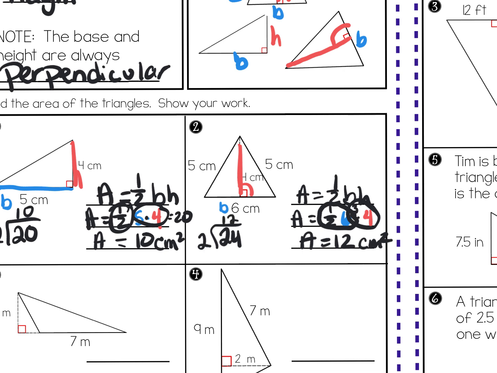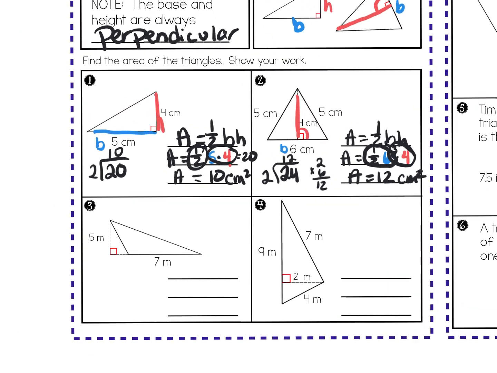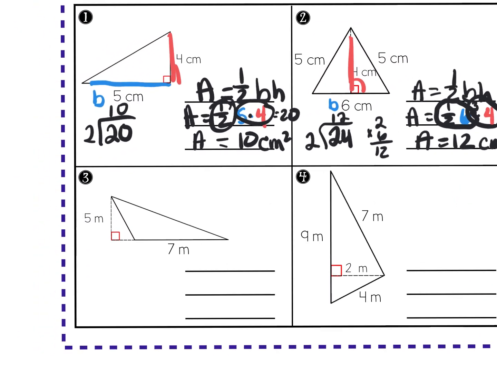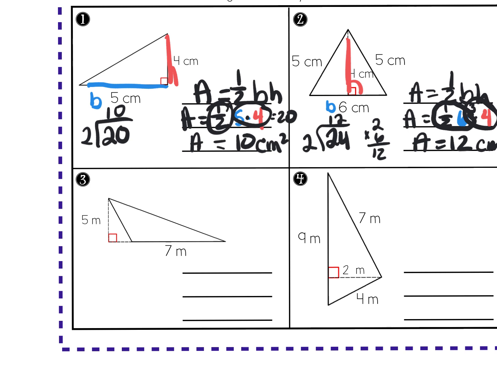You could find half of the 4 in the beginning. Half of 4 is 2, and then still times by the 6, that's 12. So no matter which way you find the half, as long as you do all 3 parts, you should still get the same answer. We'll do one more. And then we have A equals 1/2 BH.